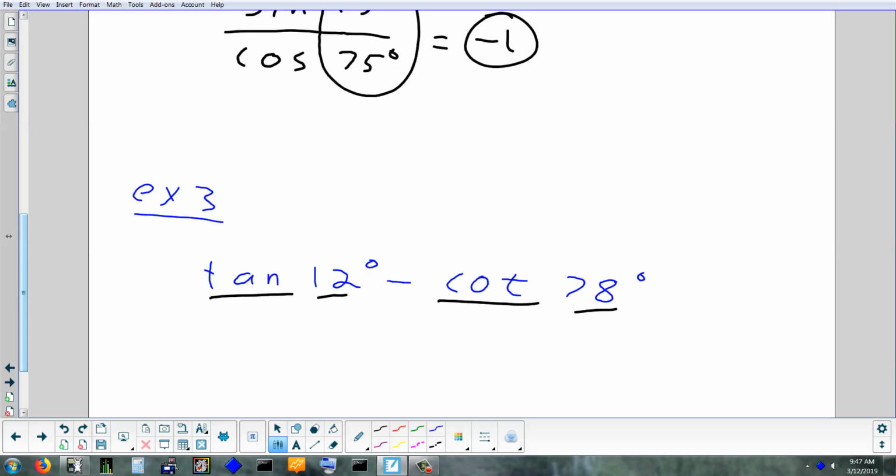There's a special name for angles that add up to 90. Not supplementary, but complementary. So we've got cofunctions and complementary angles. What does that mean about the two things I'm subtracting? They're the same. I have no idea what the tangent of 12 is, and I have no idea what the cotangent of 78 is. All I know is I'm subtracting two things that are the same. So what would I get? Zero.